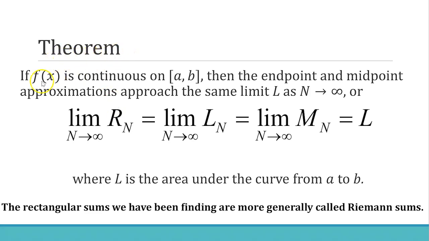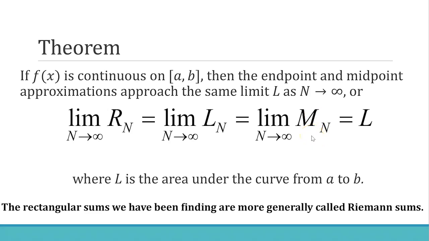Here we have a theorem. It says if f of x is continuous on the interval from a to b, then the endpoint and midpoint approximations approach the same limit, L, as n goes to infinity, where n is the number of rectangles. So in other words, if we consider a limit as the number of rectangles goes to infinity of the right endpoint approximation, that's the same as the left endpoint approximation, and it's the same as the midpoint approximation.